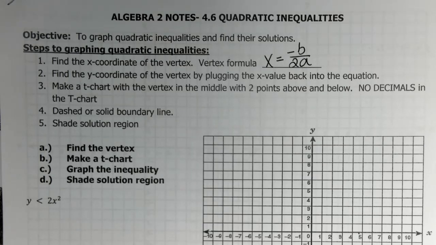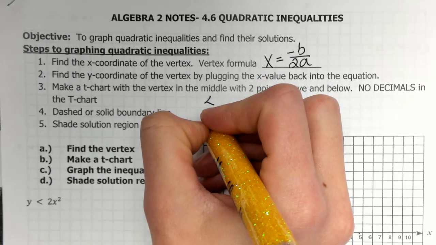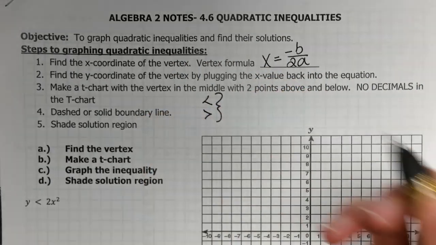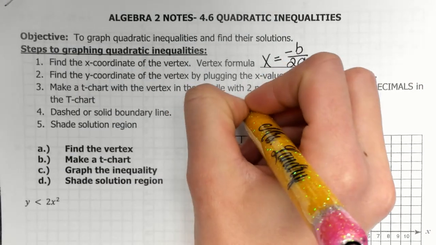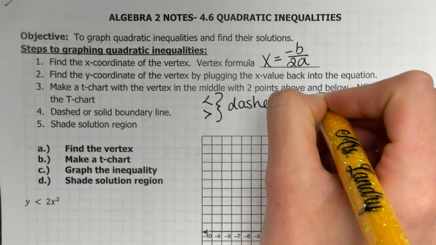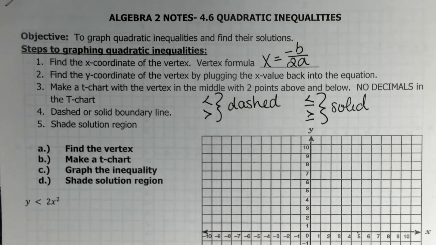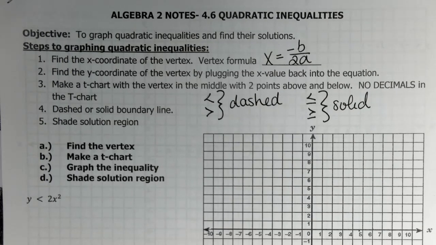Now you're going to have to determine if it's a dashed or solid boundary line. Okay, so if you remember when you do linear inequalities, if it's less than or greater than, what type of line is that? Dashed. And then if it was less than or equal to, greater than or equal to, then you would have a solid line. Okay, so the same rules are going to apply. You just now are graphing a parabola instead of a line. Okay, and then we're going to talk about shading. You're going to have to shade. So if you do all of 4.6 and you don't shade something, you missed half your problems.